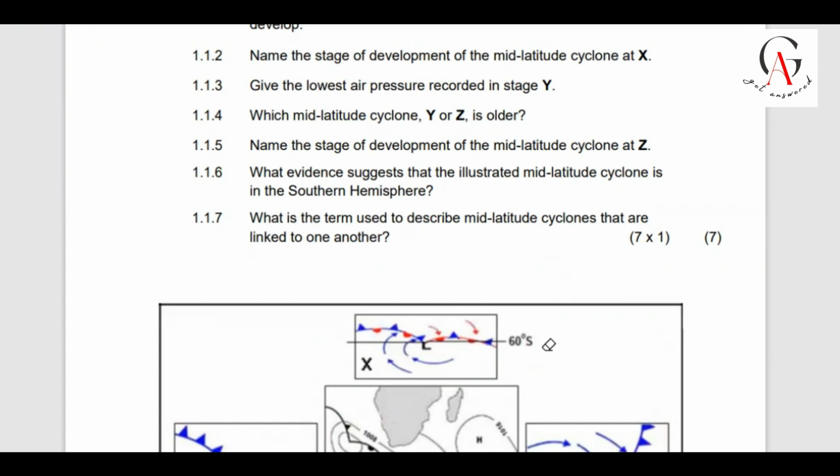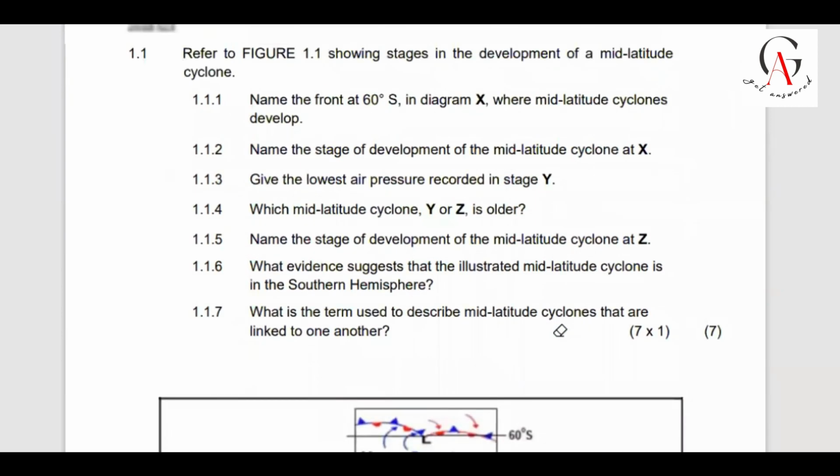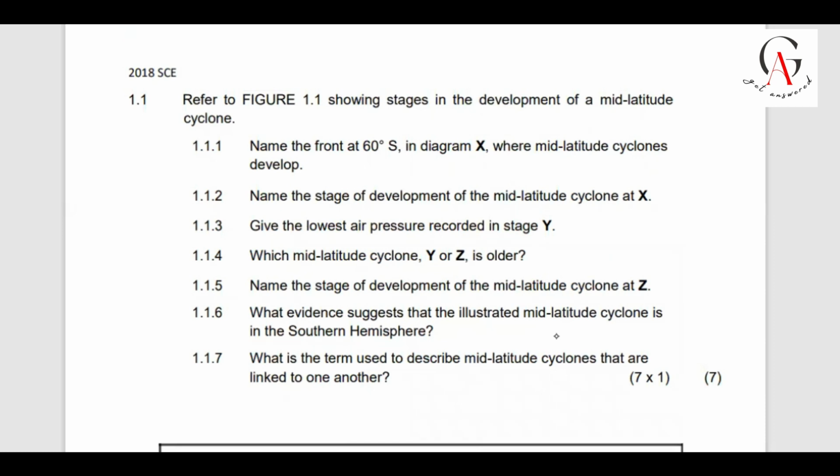If we compare the cyclone in this diagram and in this diagram, you can see there is a difference. So this one was still in its formative or developing stage. All right. So we are going to say this was a formative stage. This is F. Formative stage. Here we said it is a polar front.